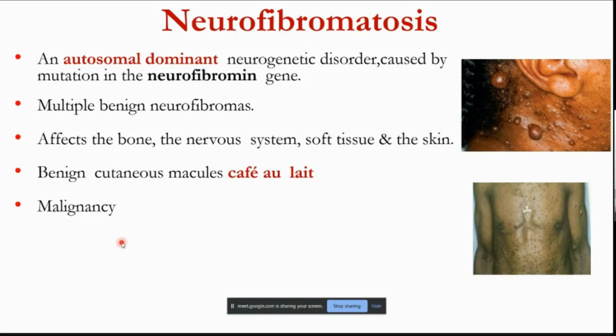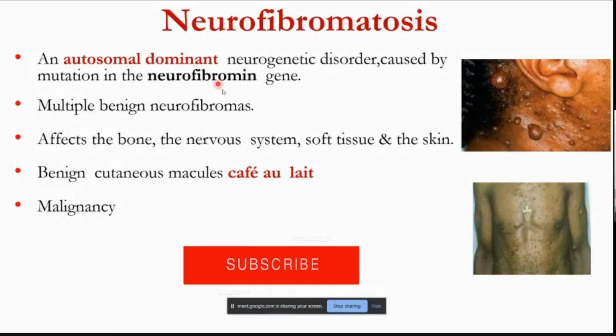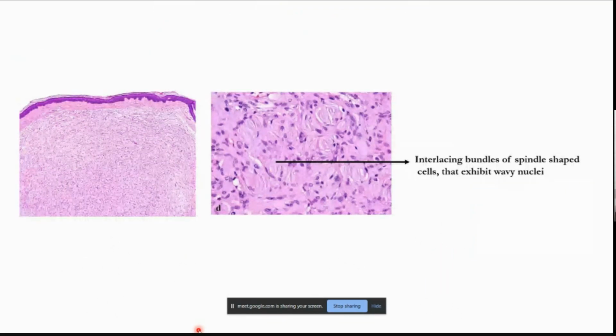And the most interesting or unique feature which is of importance to us is that it has a very high malignant transformation, that is neurofibroma. In the neurofibromatosis patient, because of the genetic deformity, it has a higher risk of malignant transformation. So we have to watch these patients with care.